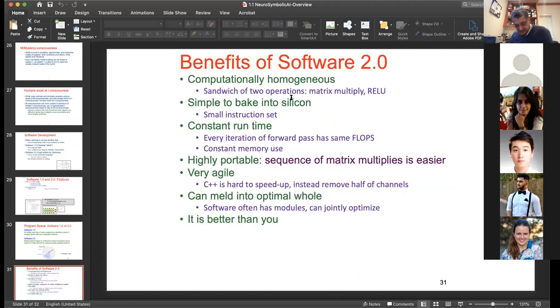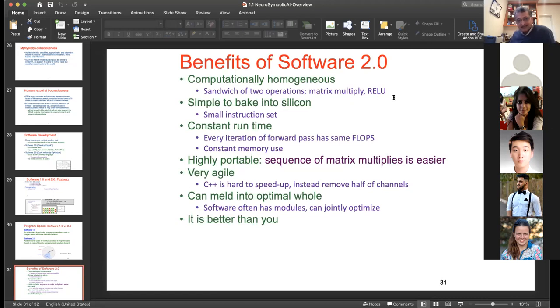Karpathy is the name of the guy who runs the Tesla software. He works for Elon Musk. He's the AI chief for Tesla. So if you hear him talk or read one of his blogs, he says benefits of software 2.0. This is his AI machine learning software. It's computationally homogeneous: a sandwich of two operations, matrix multiply and ReLU.